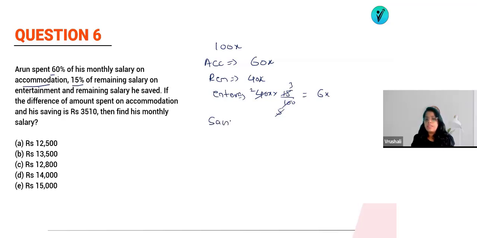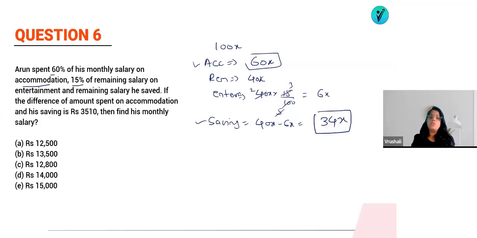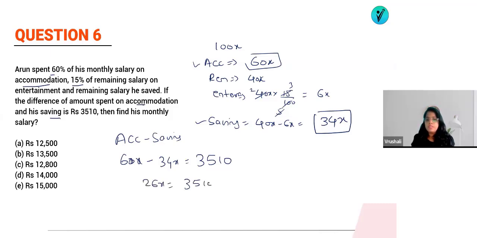So what will be his saving? Saving will be equal to, out of this 40x, 6x has been spent. So he is saving 34x rupees. This is the saving, and accommodation was 60x. So the difference of the amount spent on accommodation and saving is 3510. So accommodation minus saving, that means 60x minus 34x is equal to 3510. So what is this difference? 26x is equal to 3510.